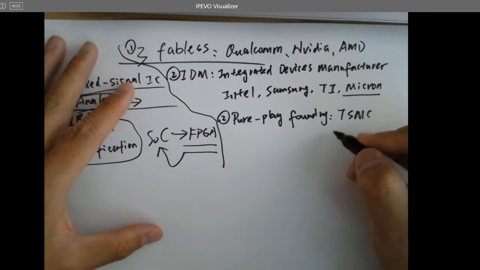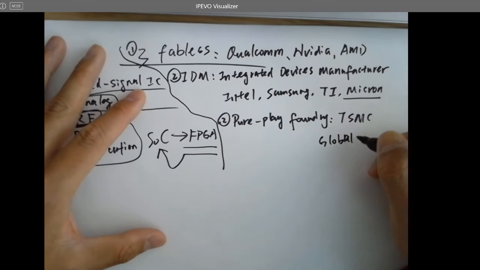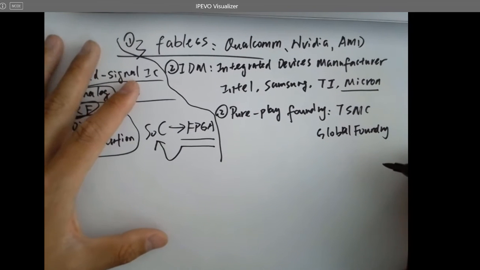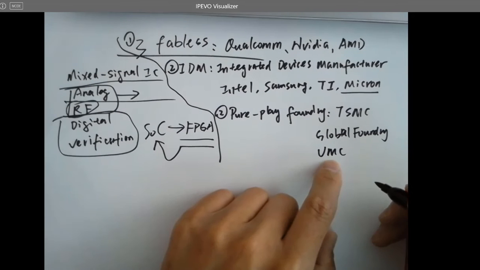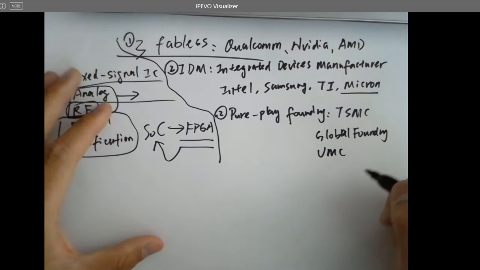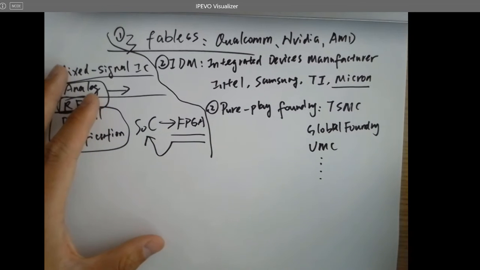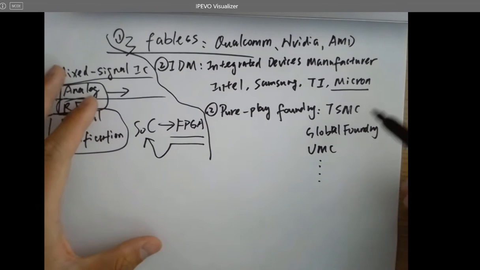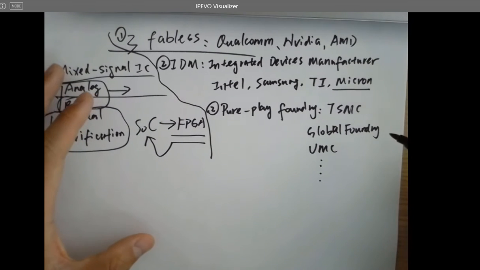Pure play: TSMC, GlobalFoundries. Anyone else? UMC, the second biggest one in Taiwan. There are many others, many others in the USA as well. Just so many, but not too many of the foundries can do 5 nanometers, 7 nanometers, 10 nanometers. So most of them are still doing 28, 65, something like that.